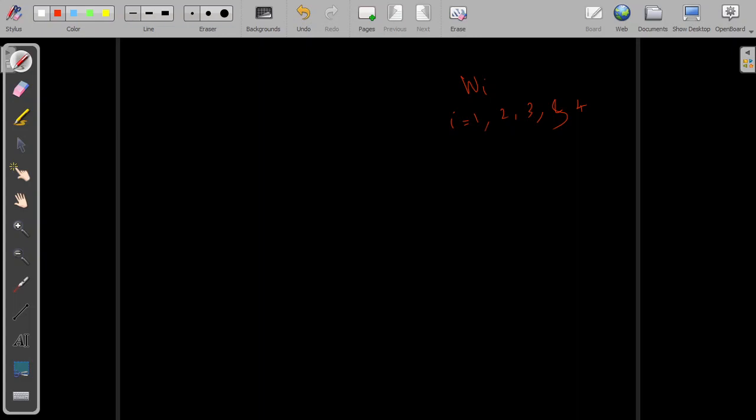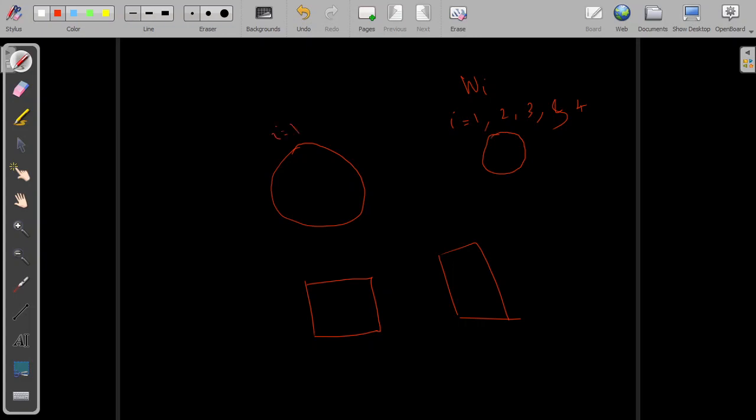So we have a circular building, a rectangular building, then a square building, and another small circular building with a smaller radius equal to 1, which we have also considered. So this is i equal to 1, this is i equal to 2, this is i equal to 3, and this is i equal to 4.